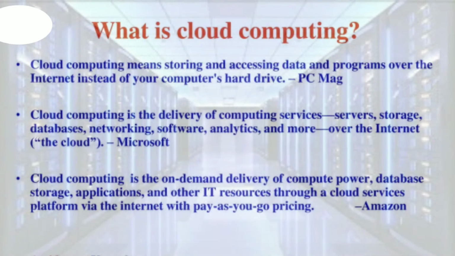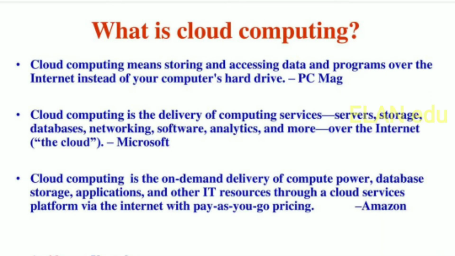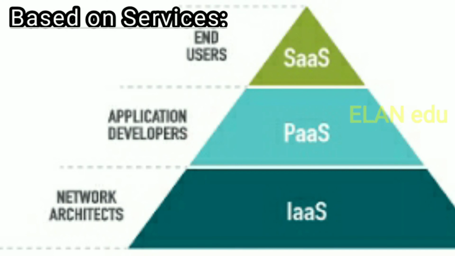Now we will discuss cloud computing with a definition. It says on-demand delivery of computing power and data storage without direct active management by the user. Based on the service, cloud computing is classified into many categories. Among them, we are going to discuss only three: first, infrastructure as a service; second, platform as a service; third, software as a service. These are the three services in which cloud computing is frequently operated.